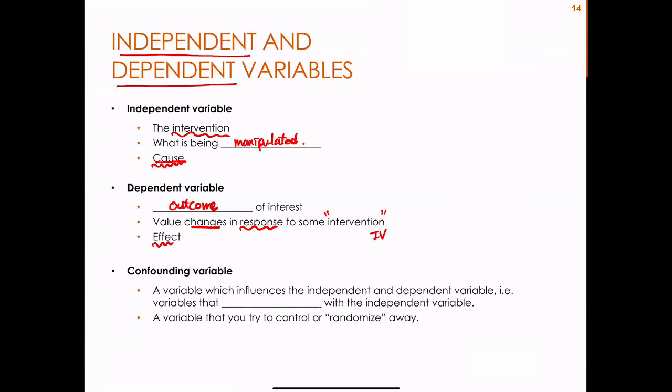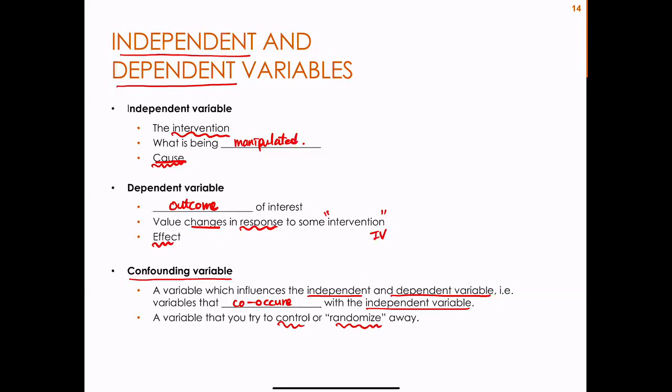And sometimes we have other variables, which are confounding variables. These influence the independent and dependent variable simultaneously, and these are variables that co-occur with the independent variable. So it is a variable that you try to control or randomize away.